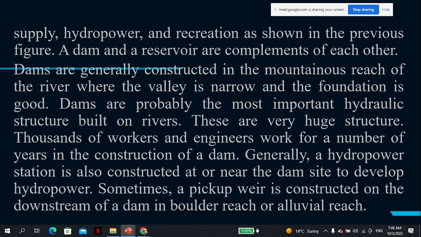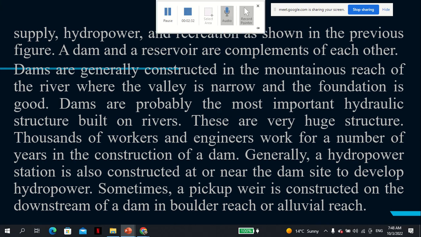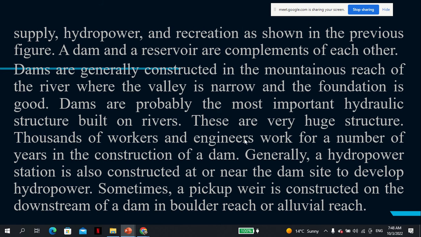Hydroelectric power is just water. We harness the energy that water has. So these are very huge stacks. Generally, a hydropower station is constructed near a dam because you need lots of water and you need to harness the energy that the water has to develop hydropower. Sometimes a pickup weir is constructed on the downstream of a dam in boulder ridge or alluvial ridge.